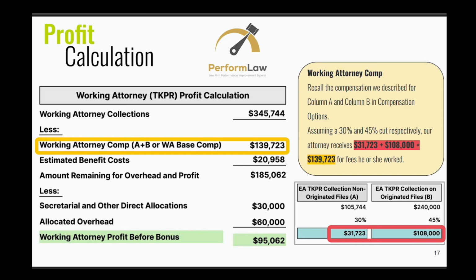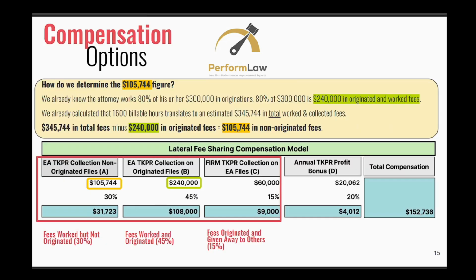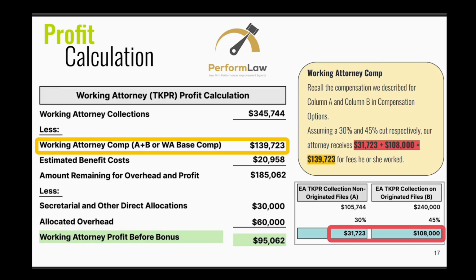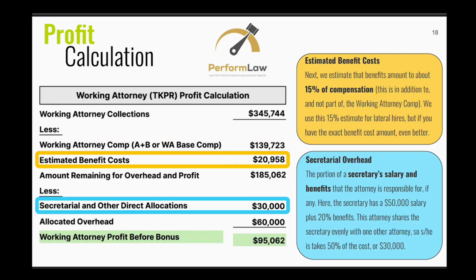and then we subtract out their compensation that we talked about over here. So that's the compensation they're receiving for all of the fees that they work. That's the 30% and the 45%. So we subtract that out. We also subtract out an estimated benefit cost. We estimate about 15% of their compensation would be benefits, and that's in addition to that 139,000. That's on top of it. So 15% times 139,723 comes to about the $20,000 figure you see in the orange box.